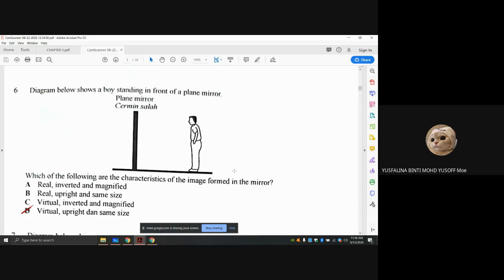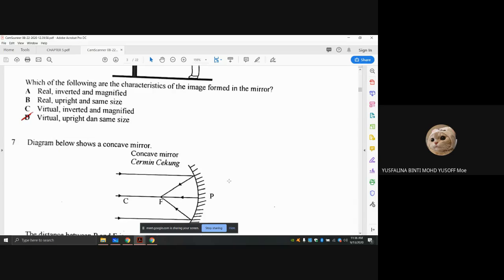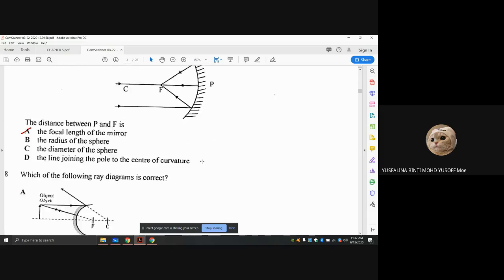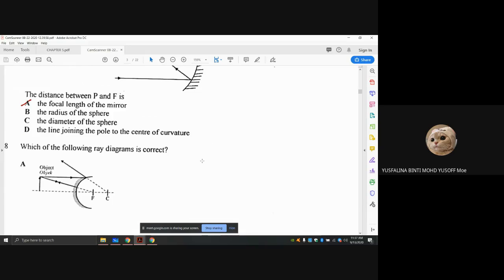The next one, number 7. The diagram below shows a concave mirror, and it asks for the distance between P and F. The distance between P and F is called the focal length F. From here to here, this is called F. For number 8, which of the following ray diagrams is correct?